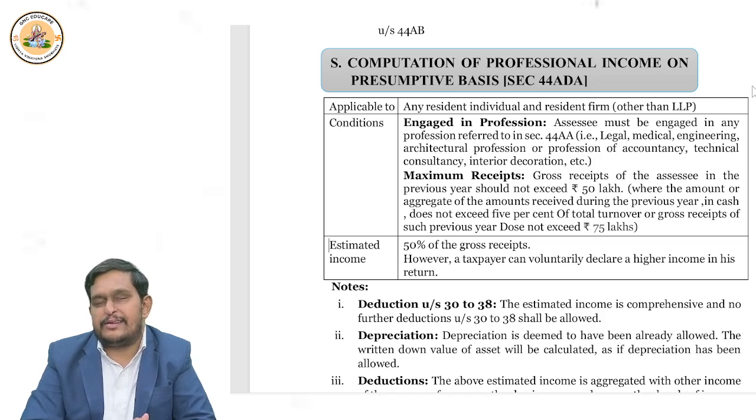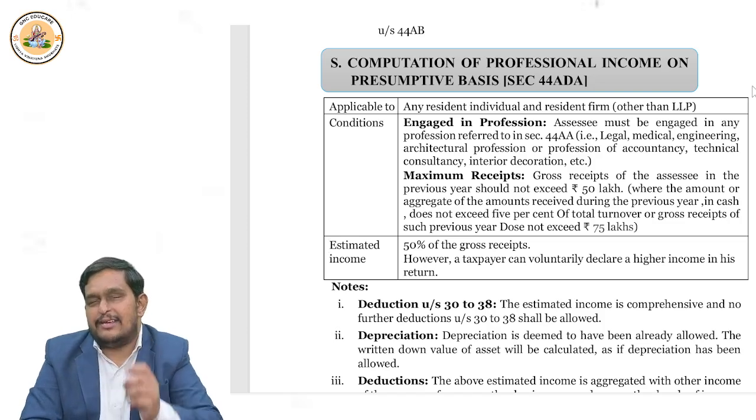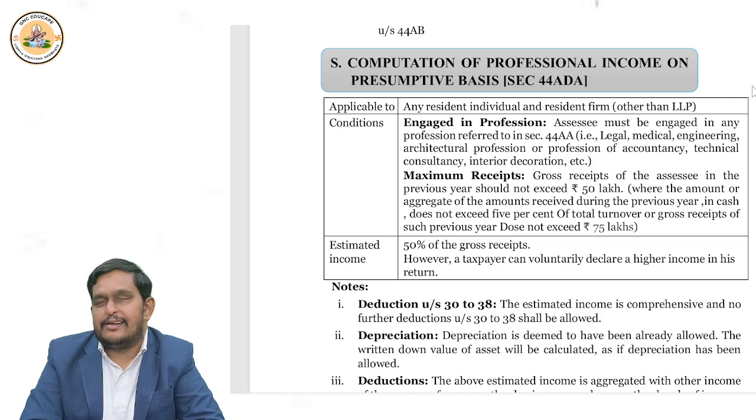What is the eligible business? Eligible business for 44ADA specified professional is simple. Please remember, it is professionals like legal, medical, architectural, and interior designers who are mentioned under section 44AA. For them this section applies.